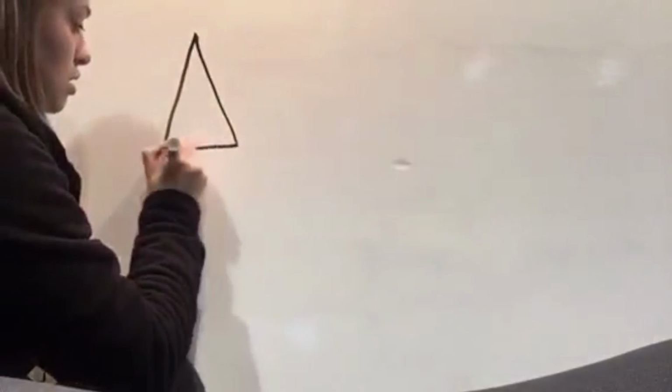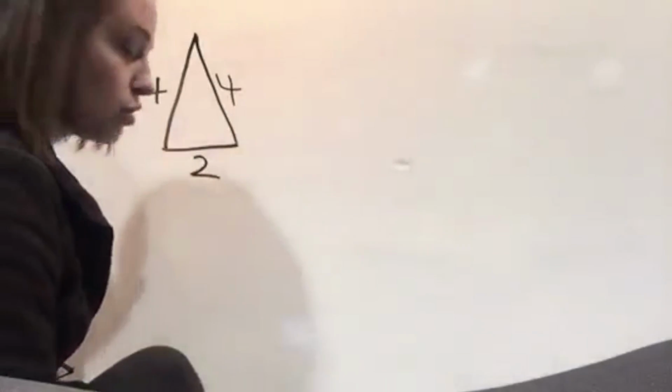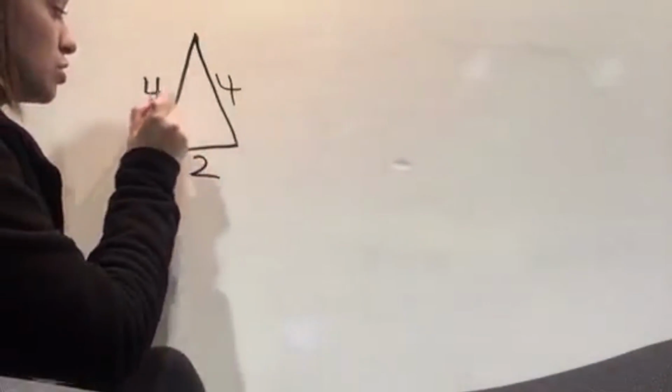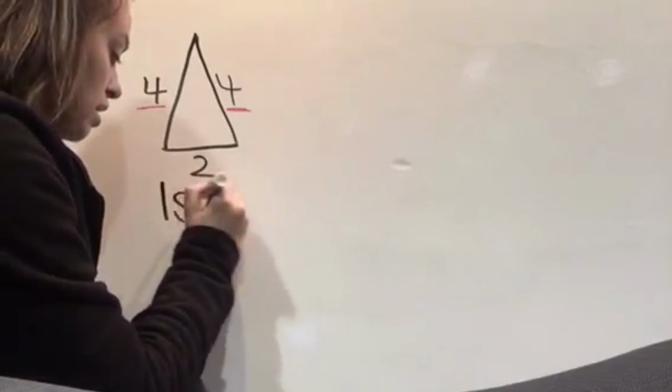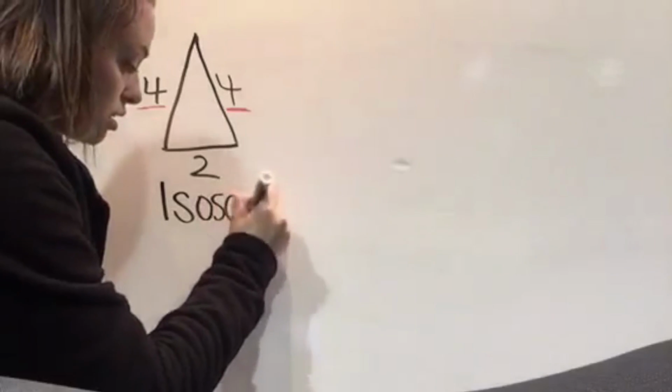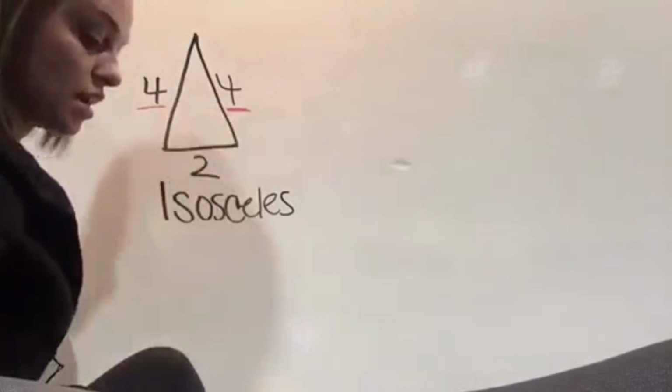A triangle with the sides 4, 4, and 2. You can see here that two of the sides, this side and this side, are both 4. That means it's going to be an isosceles triangle because it has two sides the same length.